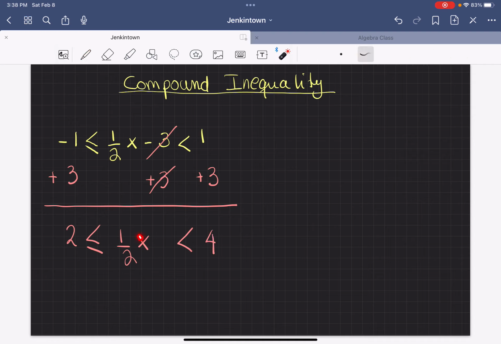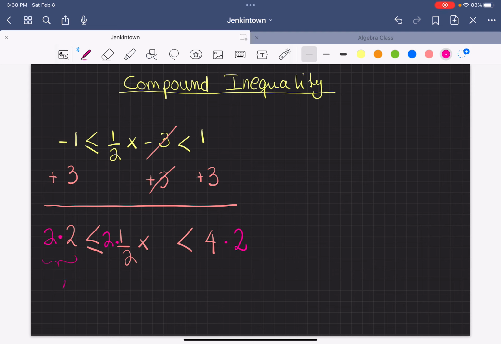Now, in order to leave x by itself here in the middle, I need to get rid of 1/2. Whenever you want to get rid of a fraction in one single step, you multiply by its reciprocal. So we're going to multiply by the reciprocal of 1/2, which is 2/1, or just 2. But we're going to multiply by 2 on every part of this inequality. So times 2 here, times 2 in the middle, and times 2 on the right side.